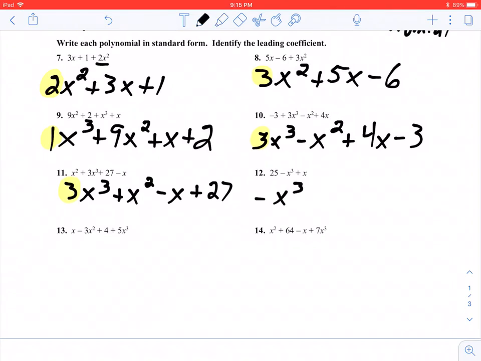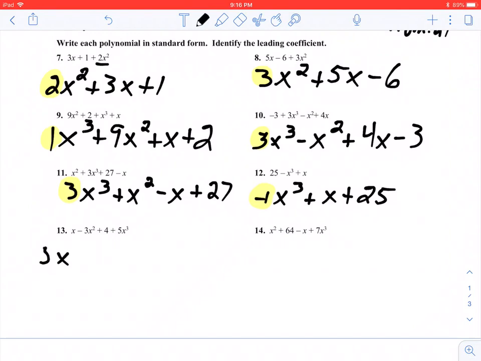Negative x to the third. Now, if you notice, it jumps from x to the third directly to x to the first. There is no x squared, and that's okay. Now, some people might write minus 25. Remember, the minus belongs to the x cubed. The 25 is actually a positive 25. And so looking at the lead coefficient, this number right there, that is going to be negative 1. So our lead coefficient is negative 1. 2 more.